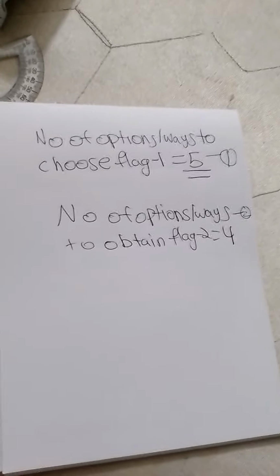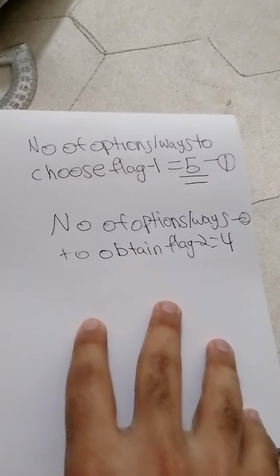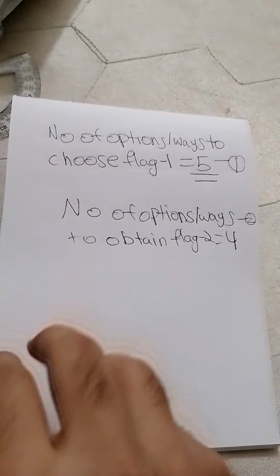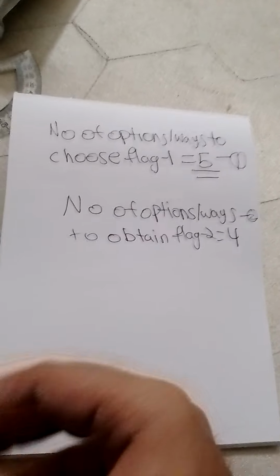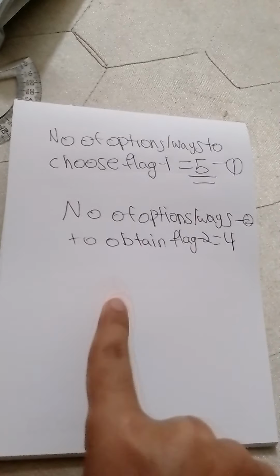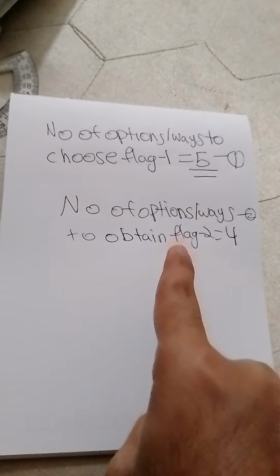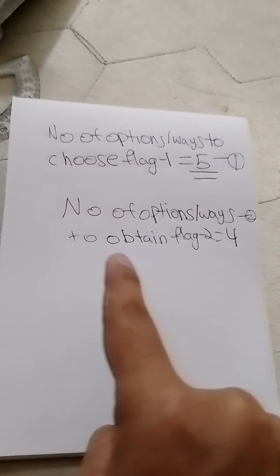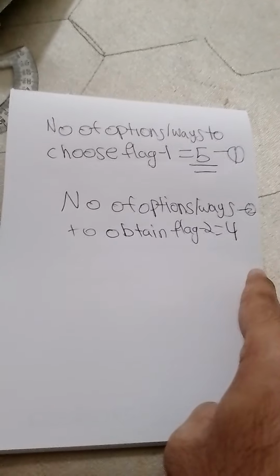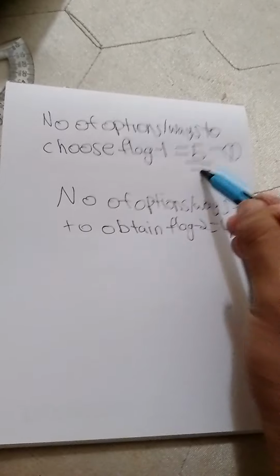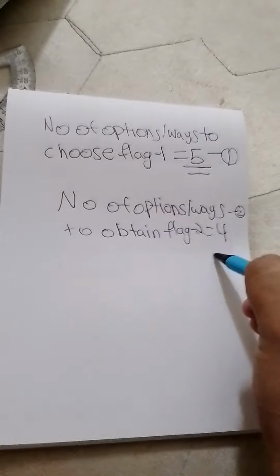And so in a job, the number of ways to complete or to do a job is the product of the number of ways or methods for each of its steps. Is the product of the number of ways for each of the steps. So there are 5 ways for step 1 and 4 ways for step 2.